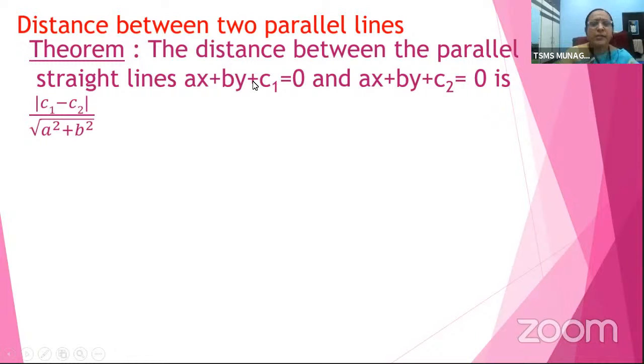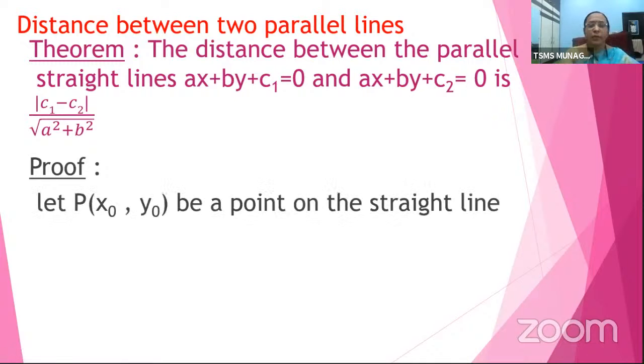The answer is the distance between these two parallel lines is simply the difference of the constants, which is modulus of c1 minus c2 by root of a square plus b square, where a and b are the coefficients of x and y. Now, how do we get this?